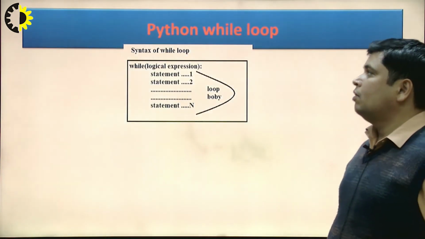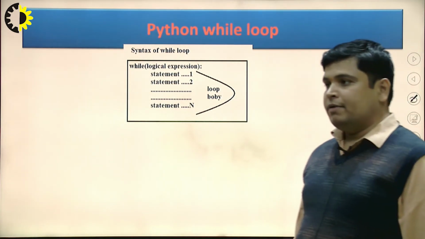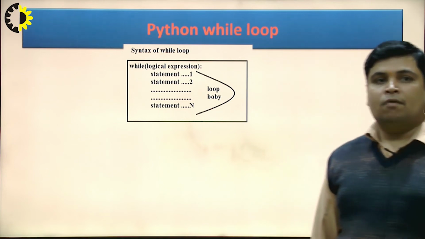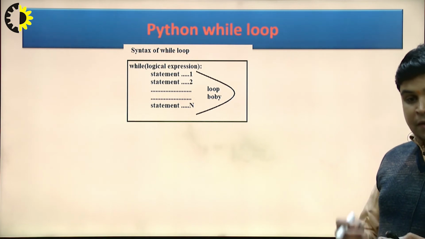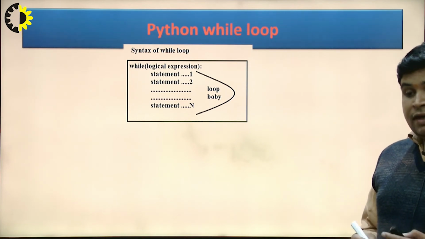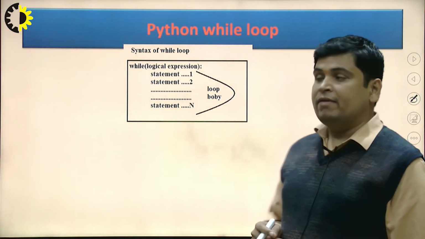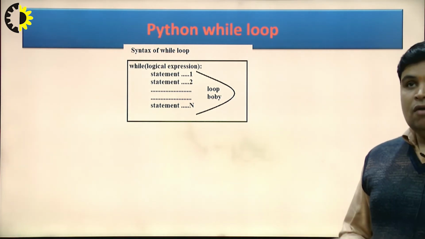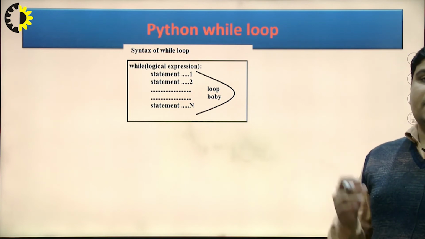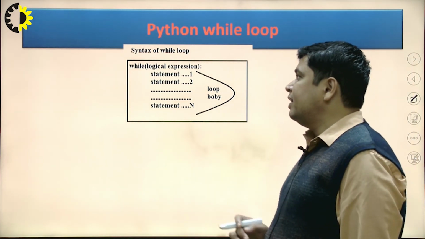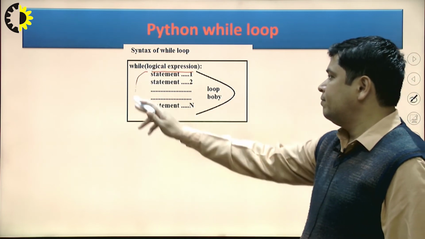Now, the while statement. Basically in Python, the for loop is used when you have a predefined idea about how many times the loop body will be evaluated. But in a while loop, we have no idea beforehand how many times the loop body will be evaluated. Basically the syntax of the while loop is, this is the logical expression. This is the loop body.